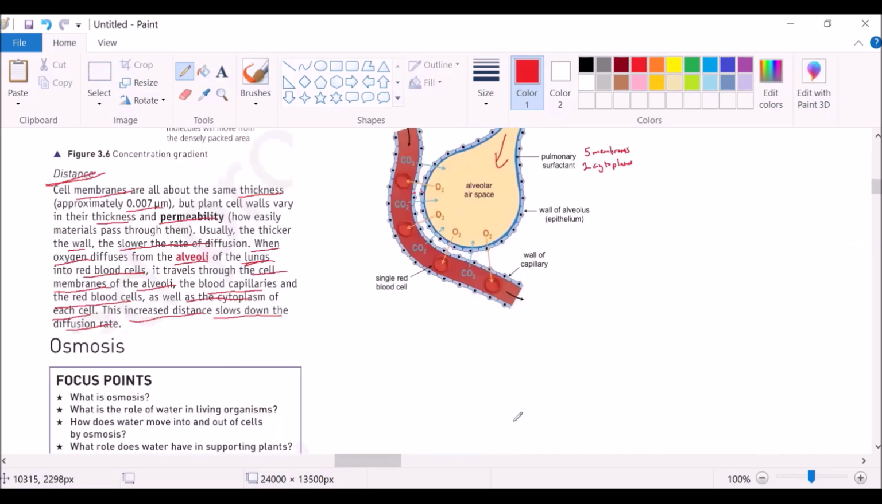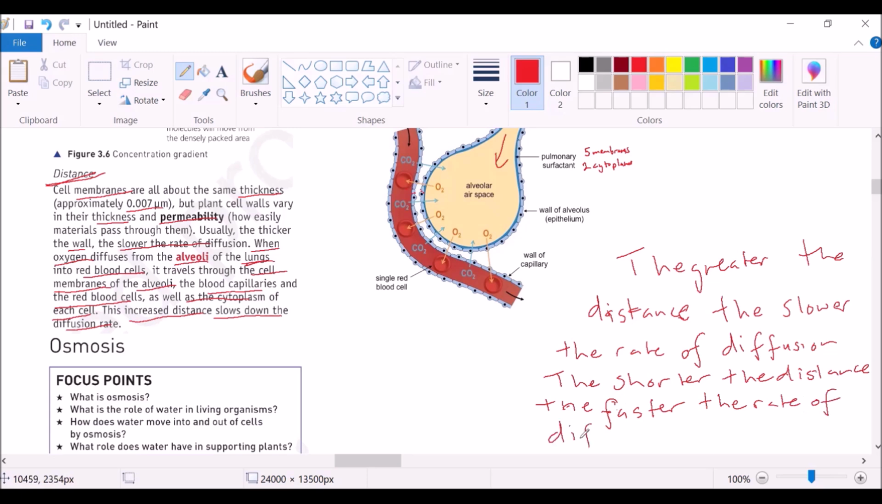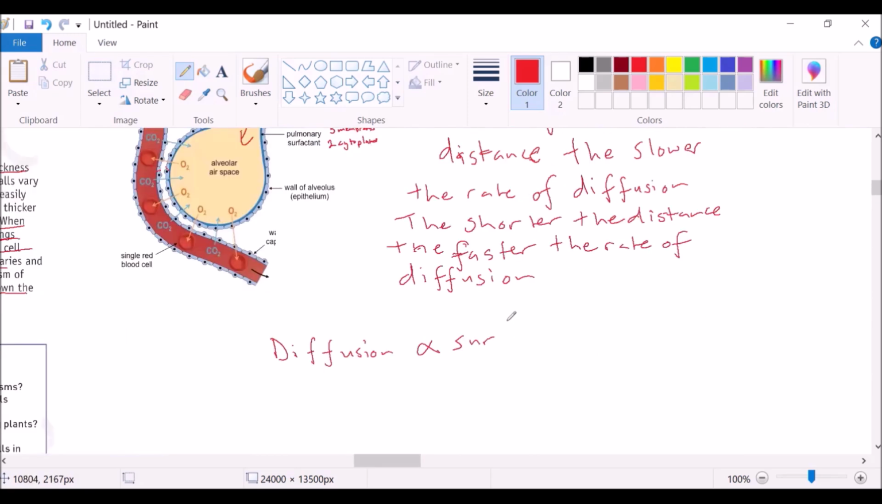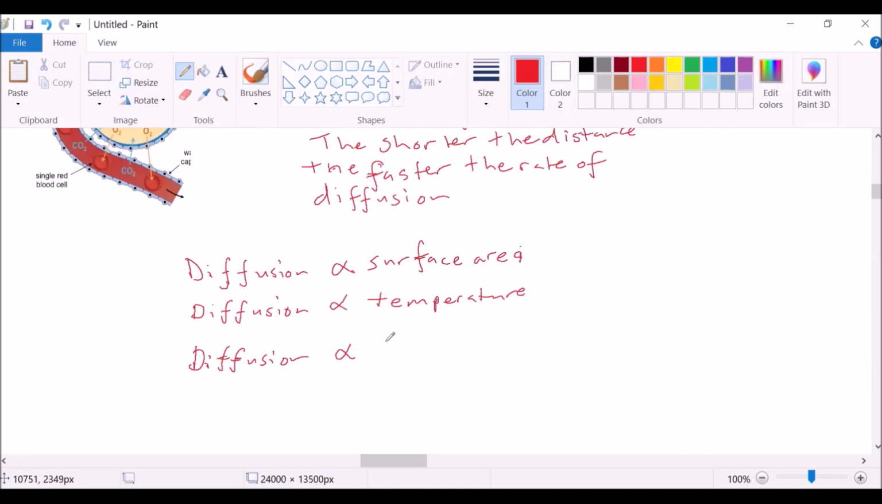So in conclusion, we can say the greater the distance, the slower the rate of diffusion, and the shorter the distance, the faster the rate of diffusion. So to summarize it, we can say diffusion is proportional to surface area. Diffusion is proportional to temperature. Diffusion is proportional to concentration gradient. And diffusion is inversely proportional to distance.